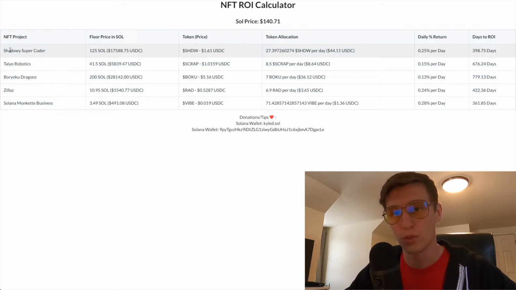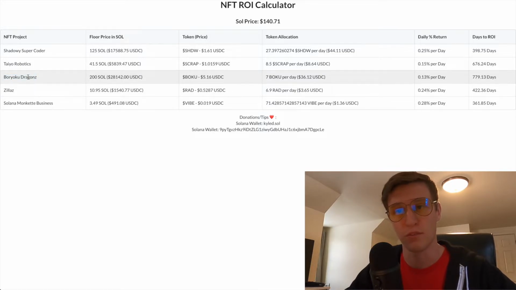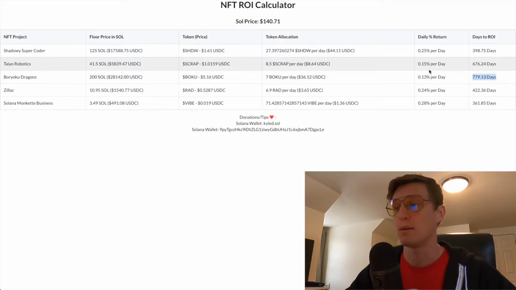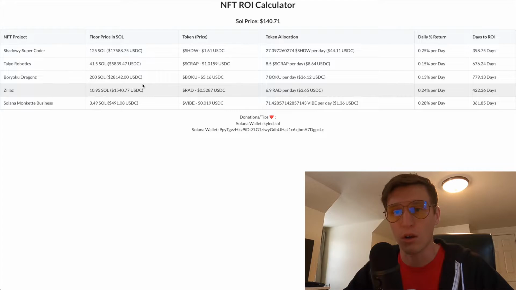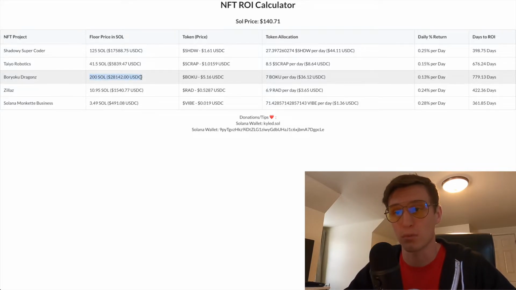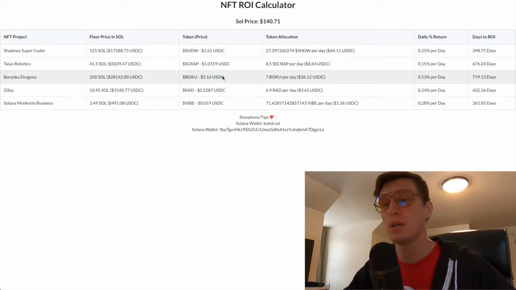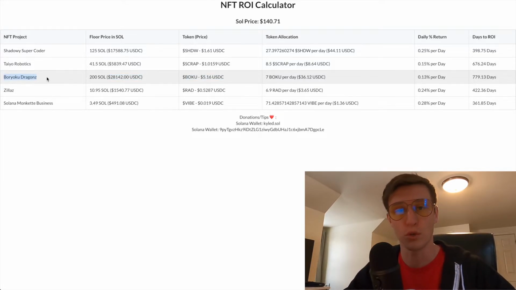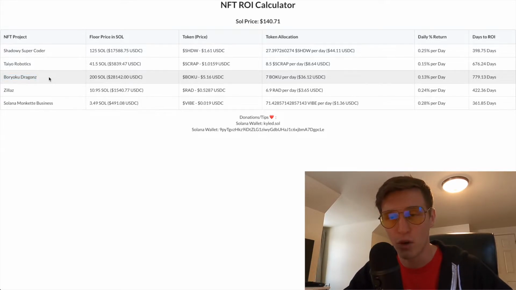I do hold all of these except for the Boryoku Dragons. I don't have one of those at 200 Sol, and it also has the worst ROI currently based on the price of Boku. Yeah, if you like the art, or if you think maybe the floor price is going to appreciate more, purchase it, or if you think Boku is going to go back higher. But I don't have $28,000 sitting around to buy one of these Boryoku Dragons, so I'm not involved there.